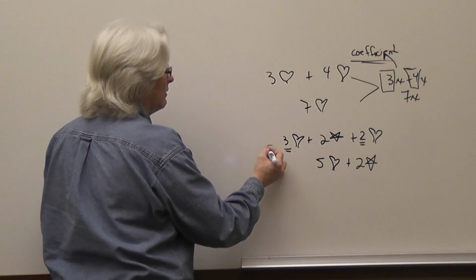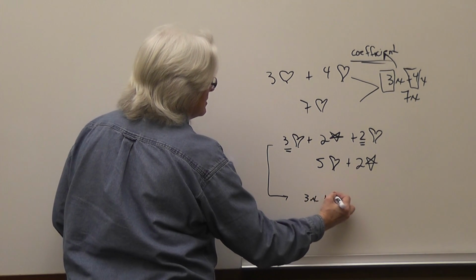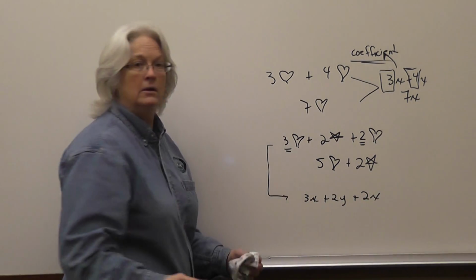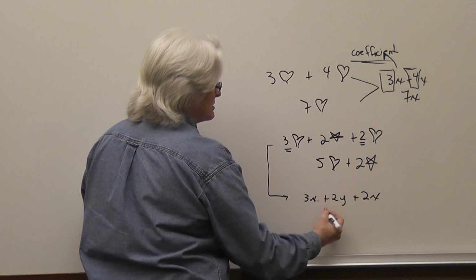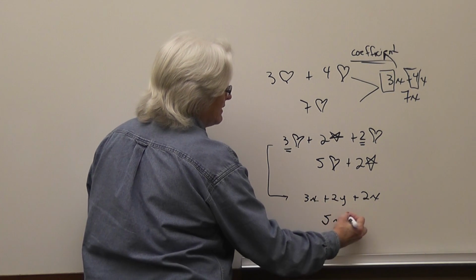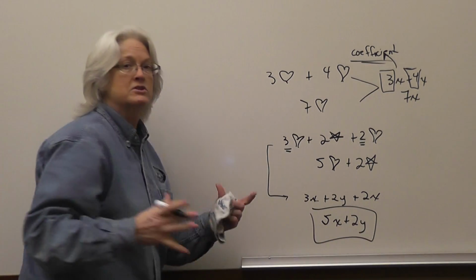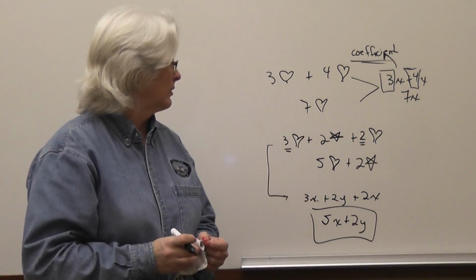This problem, however, would be like saying 3x plus 2y plus 2x. What like terms do we have? The x's. 3 plus 2, 5x plus 2y. There's no way you can get that x and y together. They are not like terms.